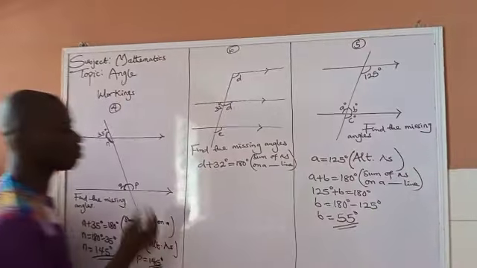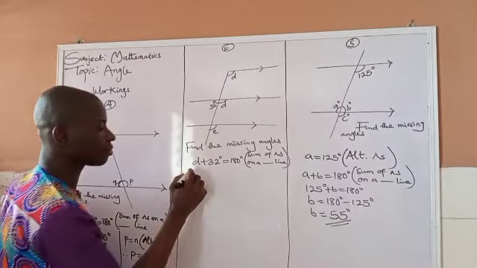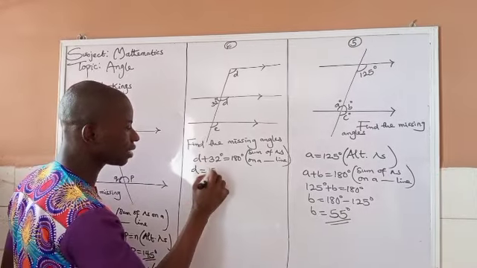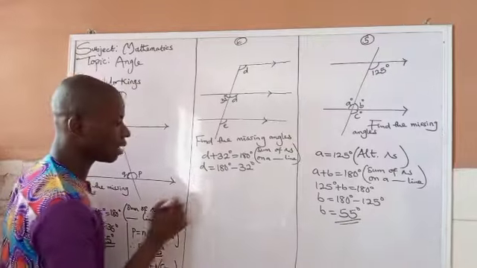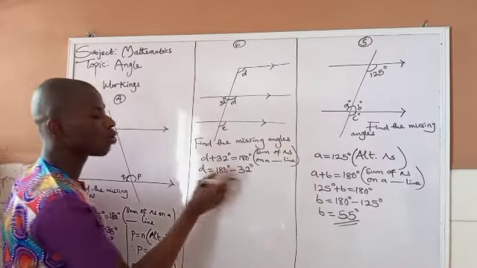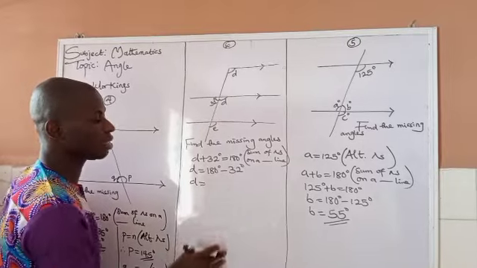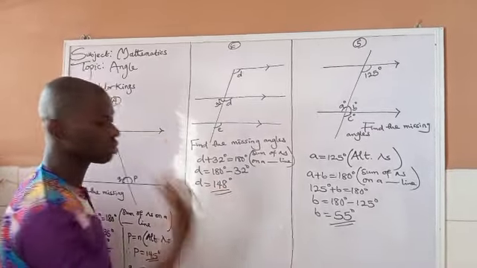Now, for us to do this, the next thing for us is to collect like terms. So we have D equals 180 degrees minus 32 degrees. Then we have D equals, when you minus 32 from 180, what are you going to have? That is 148 degrees.